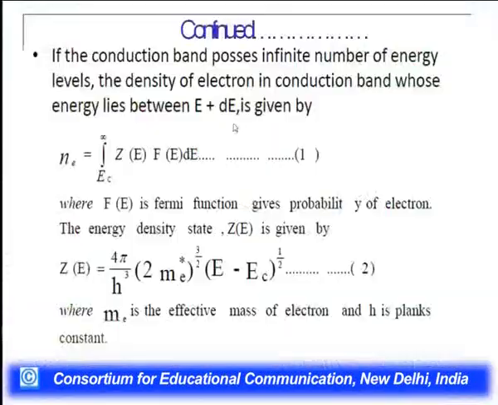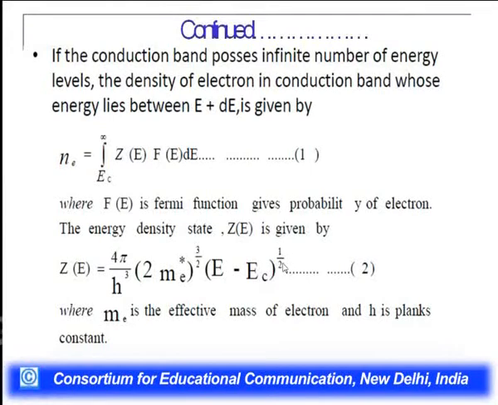If the conduction band possesses an infinite number of energy levels, then the density of electrons in the conduction band between the energy E and E plus dE will be defined by N(E) equal to the integral from EC to the top level of Z(E) F(E) dE, where F(E) is the Fermi function which gives the probability of the electron, which we already solved, and Z(E) is the energy density of states, which will be represented by Z(E) equal to 4 pi by h cube, (2 me) to the power 3 by 2, where me is the effective mass of the electrons and h is the Planck's constant, times (E minus EC) to the power 1 by 2.